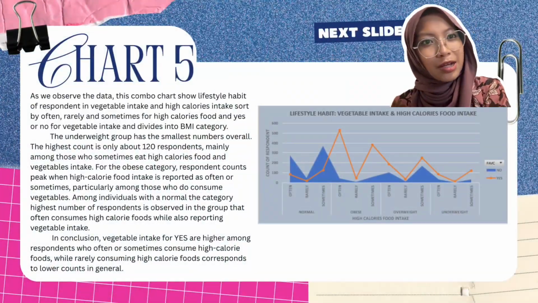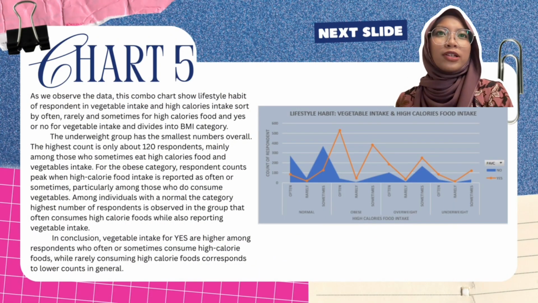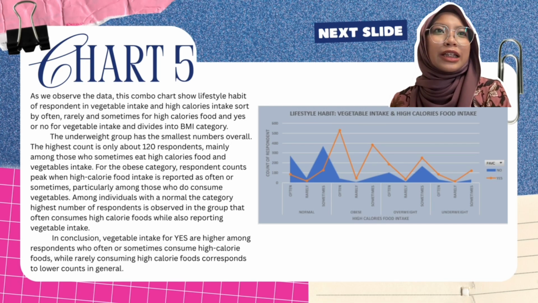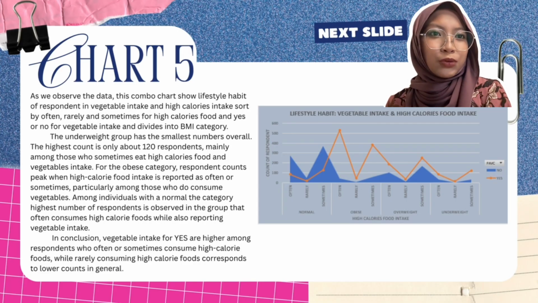My name is Siti Amiratika and I'm going to explain chart number 5. As we observe the data, this combo chart shows lifestyle habits of respondents in vegetable intake and high calorie intake, sorted by often, rarely, and sometimes for high calorie food, and yes or no for vegetable intake, and divided into BMI category.